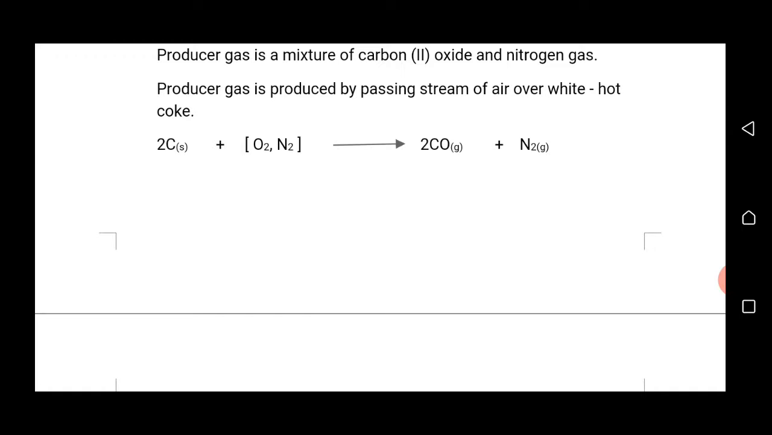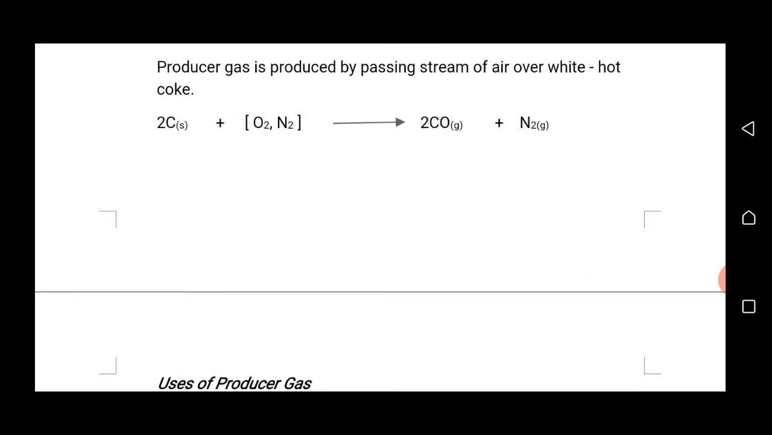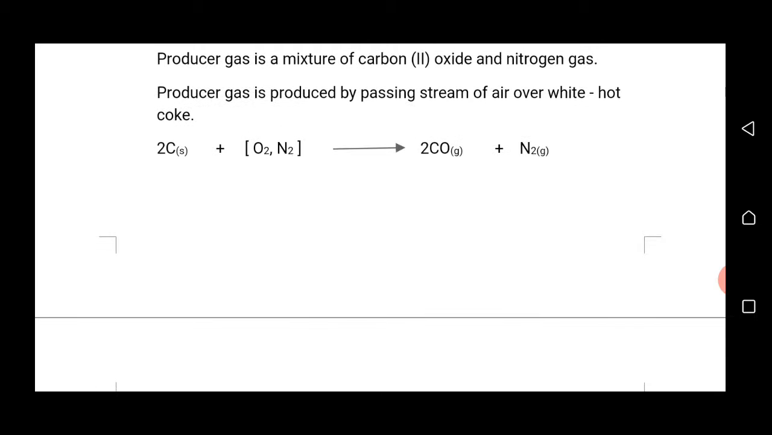That is, when coke reacts with air at very high temperature, producer gas is formed. Carbon, C here, represents coke, and O2, N2 here represents air, because in here we have nitrogen gas about 78% of the volume of air. Oxygen gas O2 is about 21% of the volume of air.